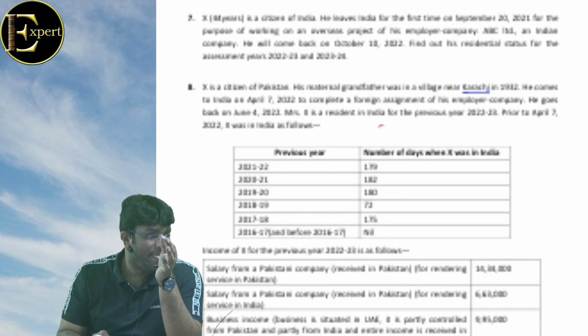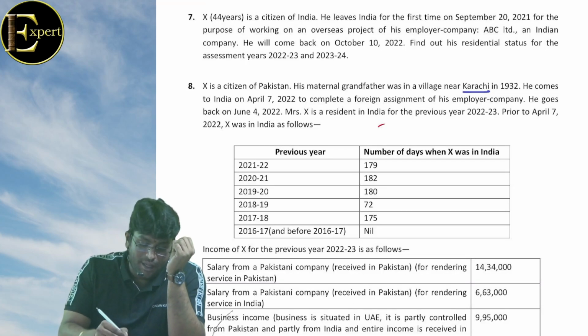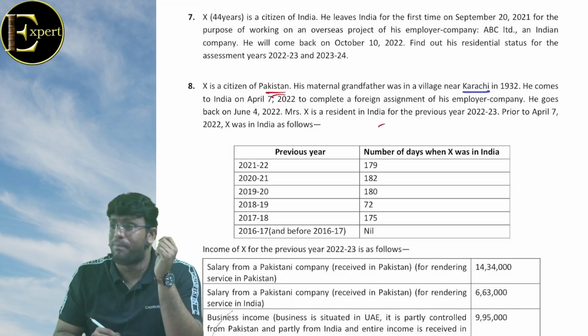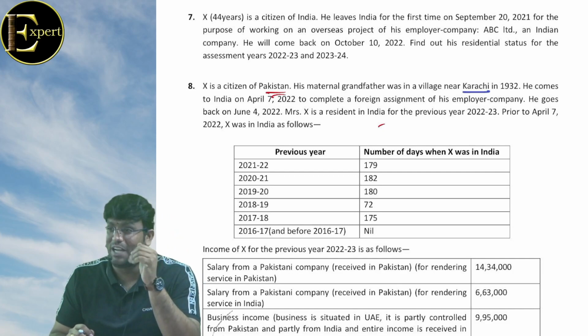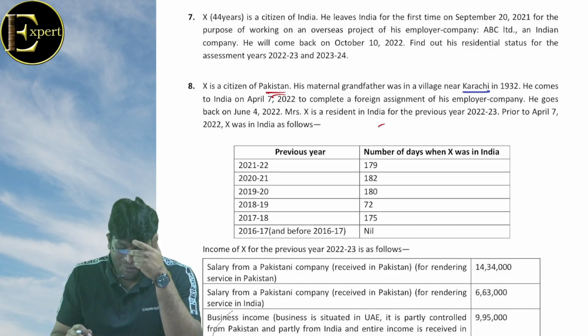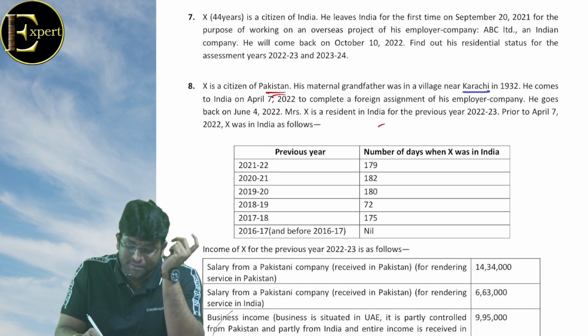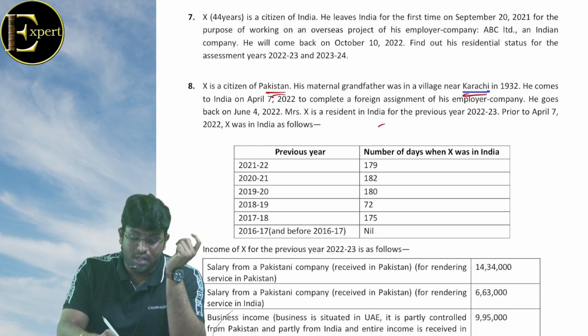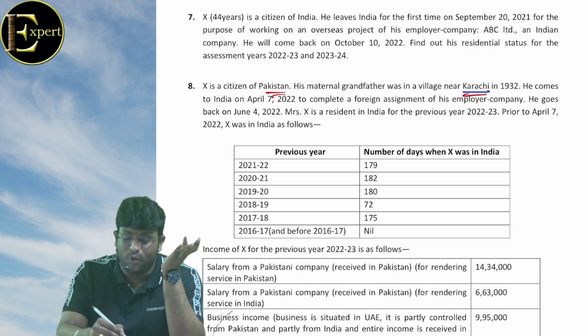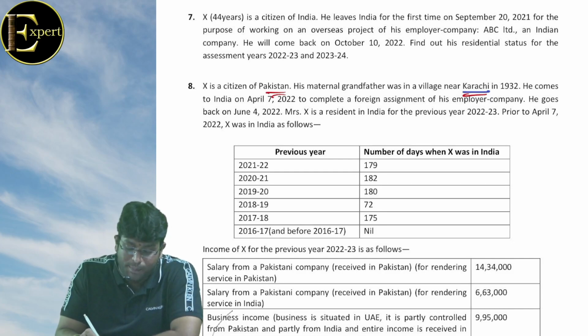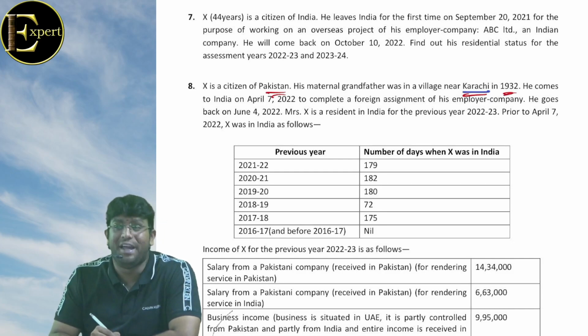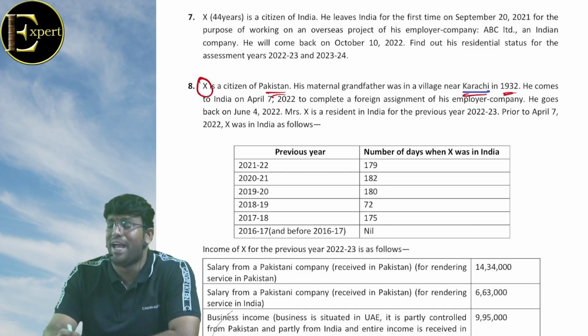Straight question. X is a citizen of what? Pakistan. His maternal grandfather was born in a village near Karachi. Where is Karachi? Don't say Karachi Bakery, that bakery is in Hyderabad, but Karachi is in Pakistan. In 1932, what does this mean? X is a person of Indian origin.